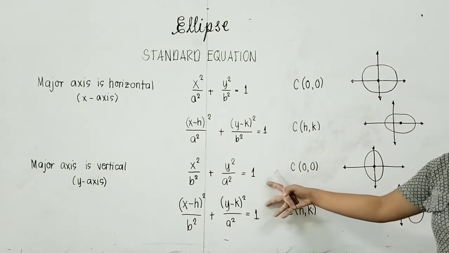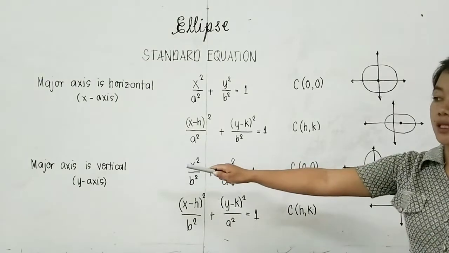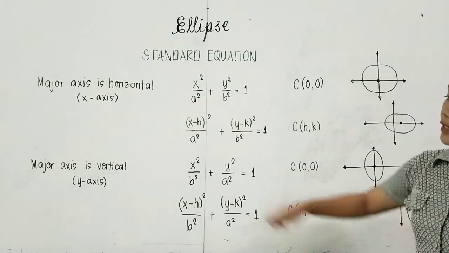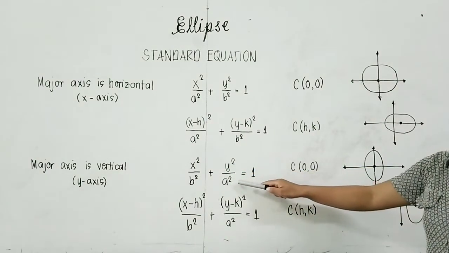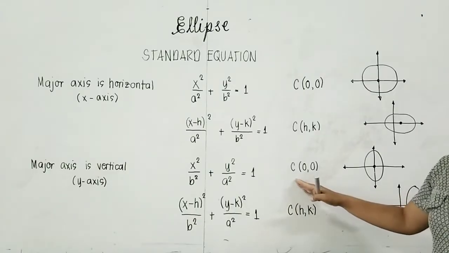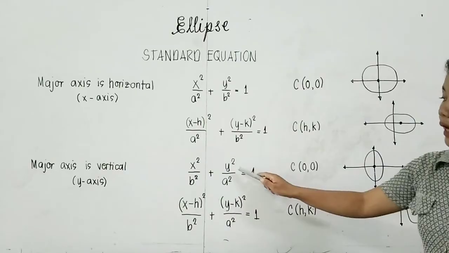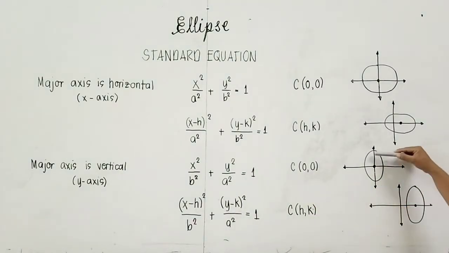These 2 equations are the equations of an ellipse if the major axis is vertical or parallel to the y-axis. First, we have x squared over b squared plus y squared over a squared is equal to 1 if the center is at the origin. So as you can see, we have no h and k here. So our center is at (0, 0). For illustration, our major axis is vertical and our center is at the origin.